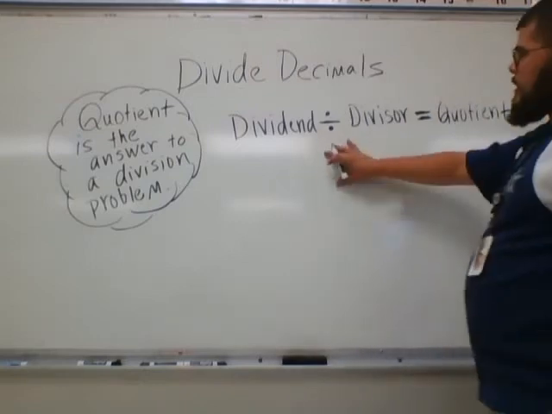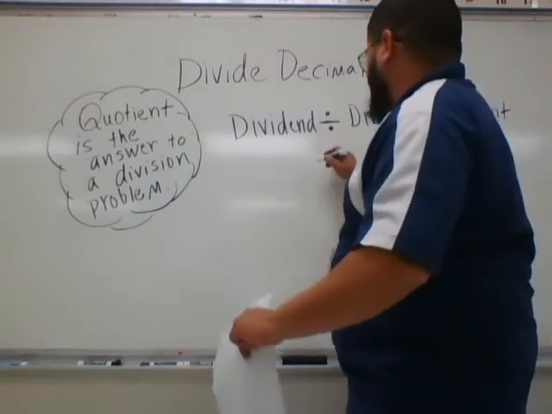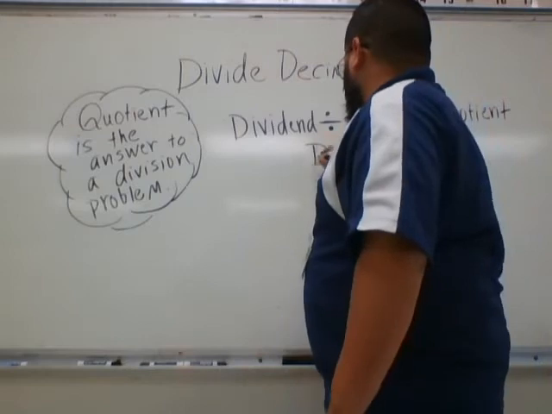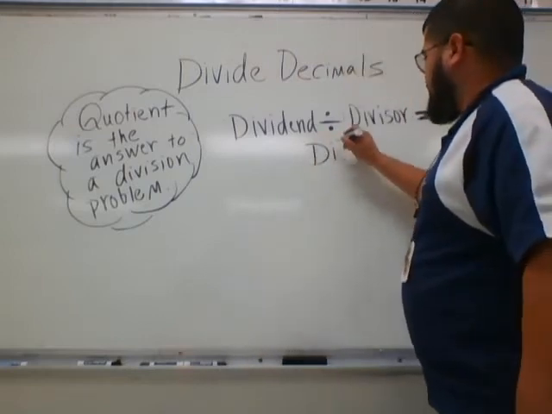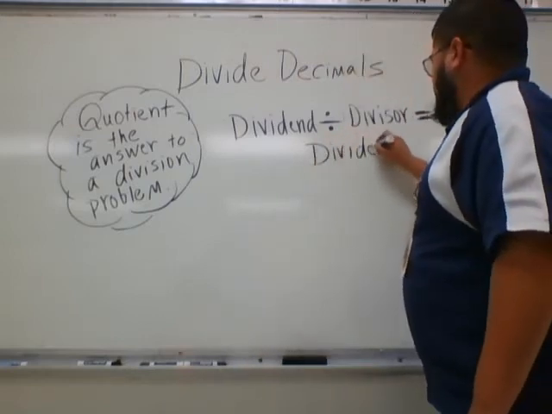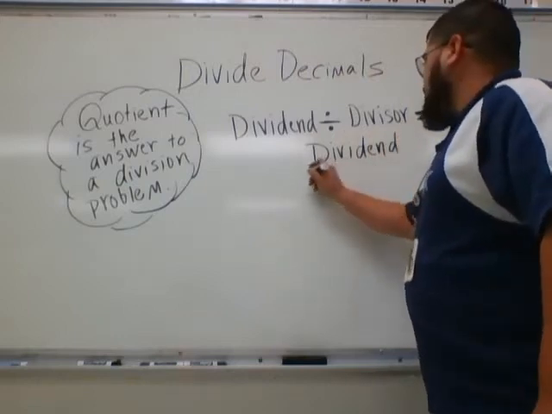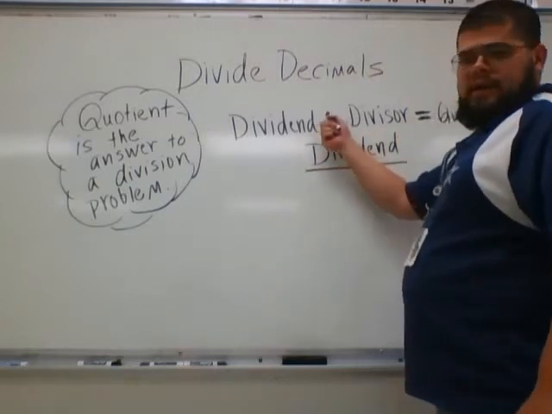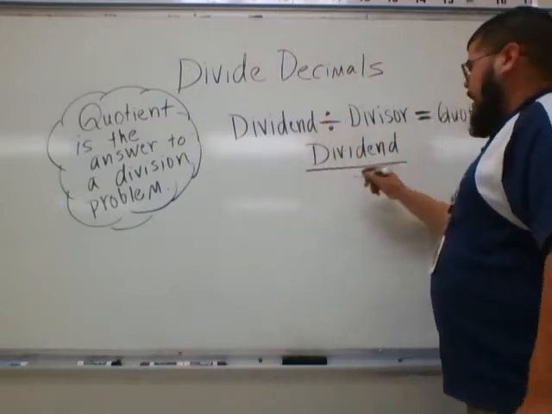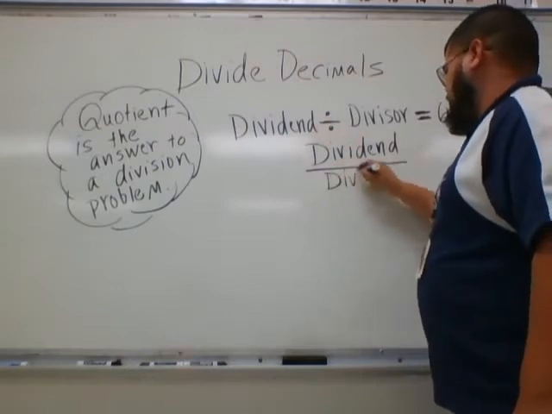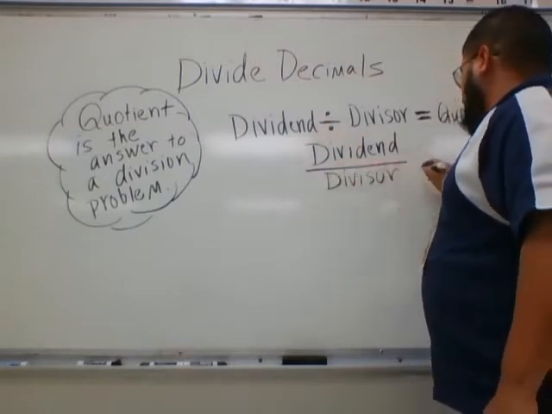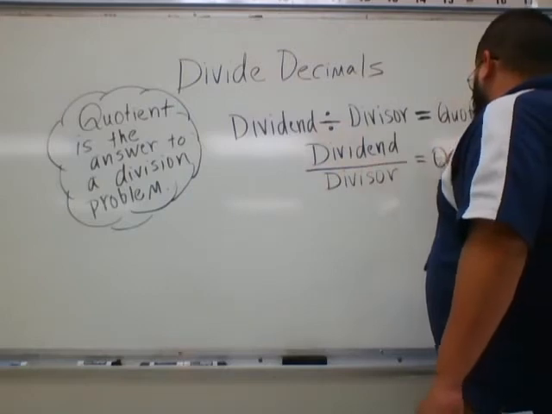So another way that we could write this, it looks like this, that the dividend divided by, that's this symbol right here, divided by the divisor should equal, again, the quotient.